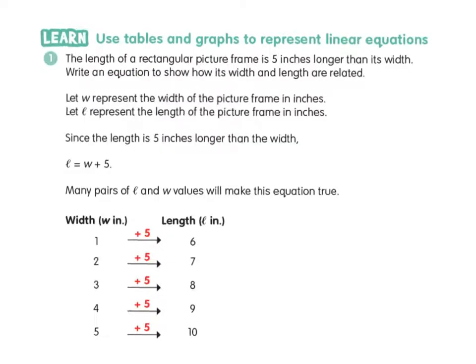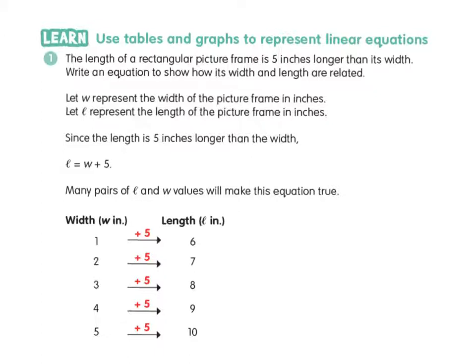In this first problem here, we are taking a look at the length of a rectangular picture frame, and the length is 5 inches longer than the width. So not 5 times as much as the width, but 5 inches longer than the width. So in this problem, we are adding 5 inches to the width.